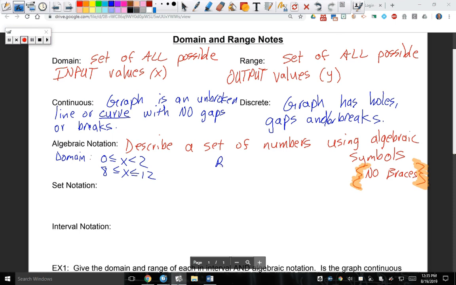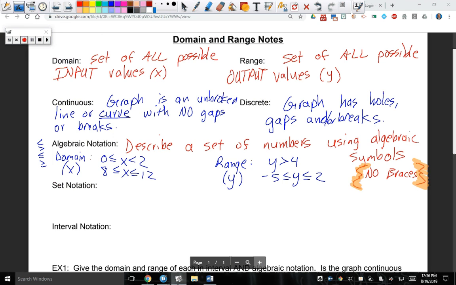Whereas a range, i.e. the y value, so this one's x, these are y's, would be y is greater than 4, or like -5, all the way to 2. So you have the less than or equal signs on this. And you could write that here if you want. You could put less than or greater than, less than and equal to, or greater than or equal to. That's the algebraic notation. Okay?